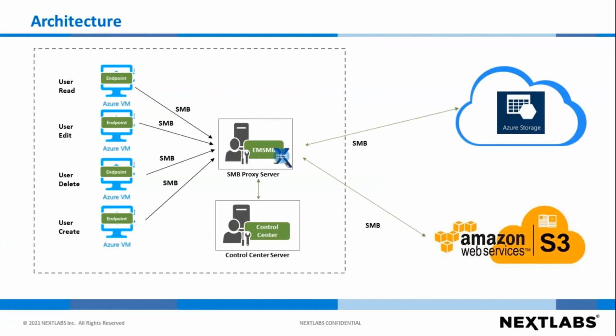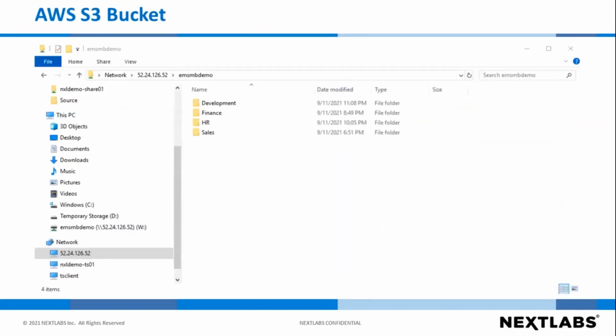We also see the NextLabs Entitlement Manager for SMB. This is a server that is protecting AWS S3 and Azure files. Instead of users connecting directly to the cloud storage, they connect to the NextLabs Entitlement Manager. Here, we have mapped the SMB share directly to the AWS S3 bucket. 52.24.126.52 is my EC2 instance hosting the storage gateway. EM_SMB demo is my SMB share.